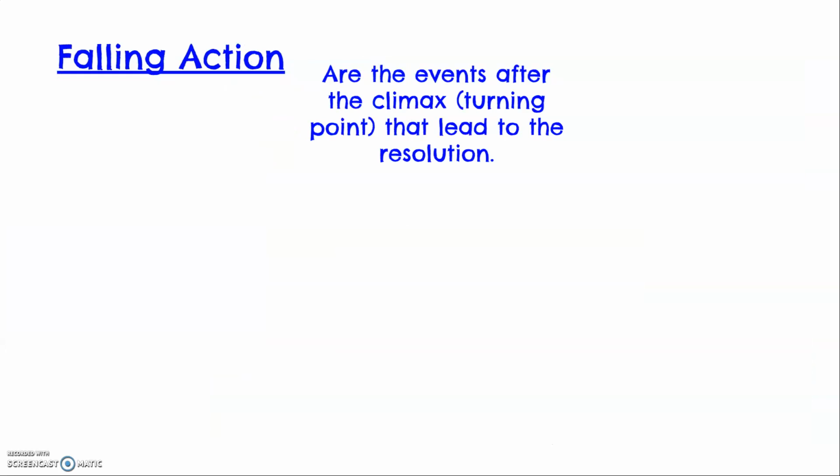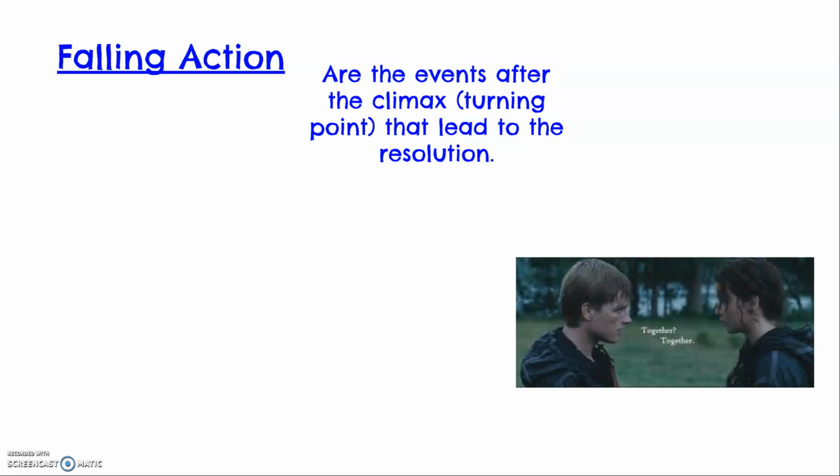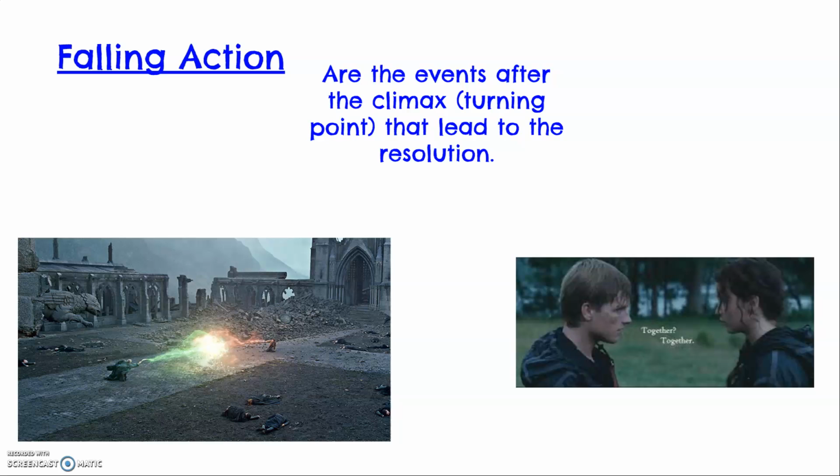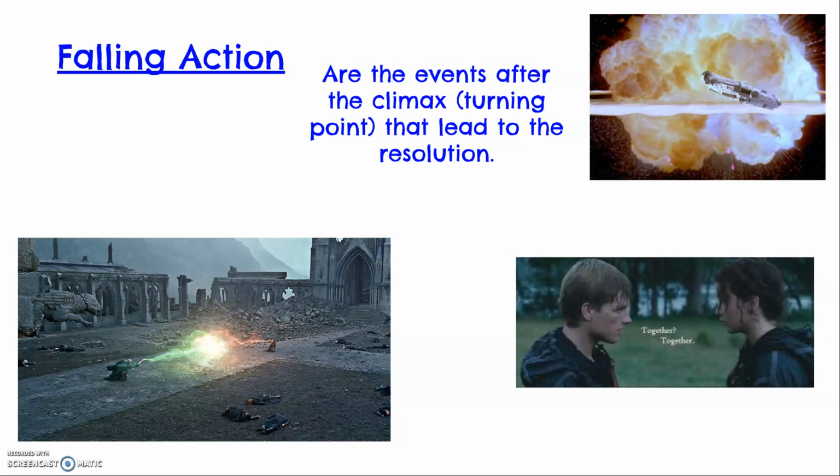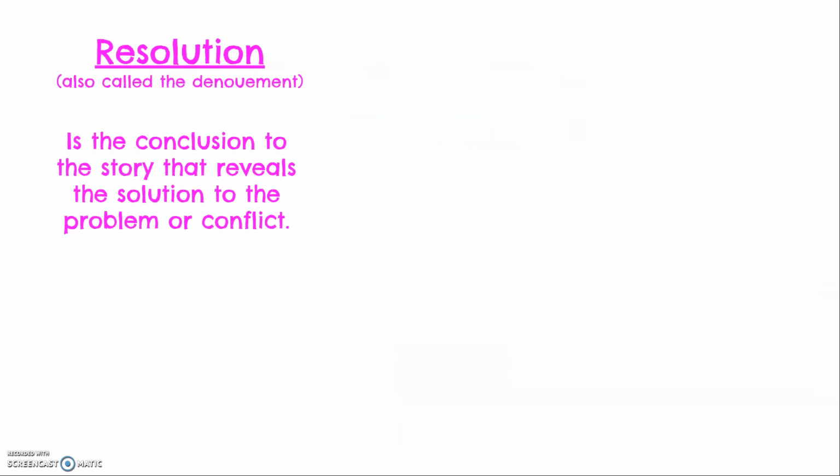Falling action. This is after the OMG moment, after the climax, and it leads to the ending. So this part in Hunger Games where they're deciding whether or not they want to fight each other. The final battle is the climax, but also we saw this coming. This part, if you know the movie, then this part is the falling action. And then the actual blowing up of the Death Star is the falling action.